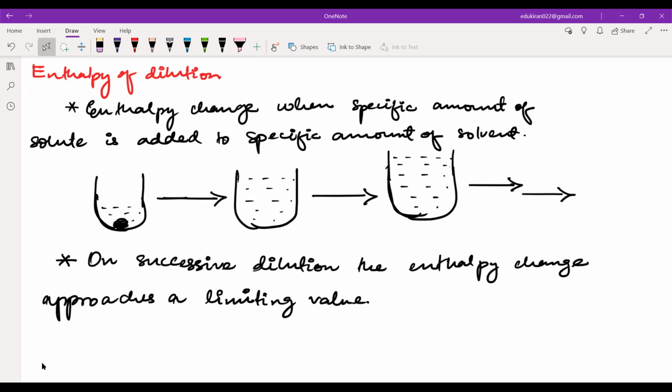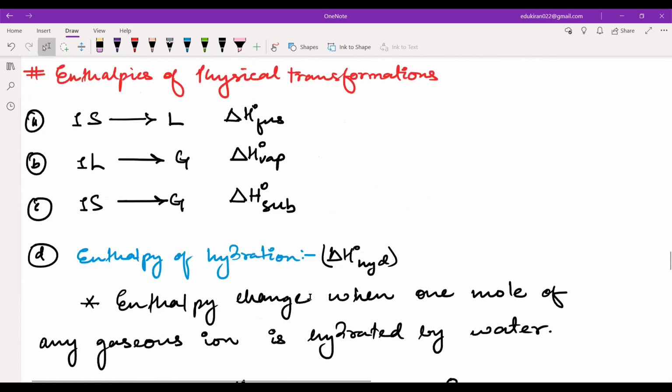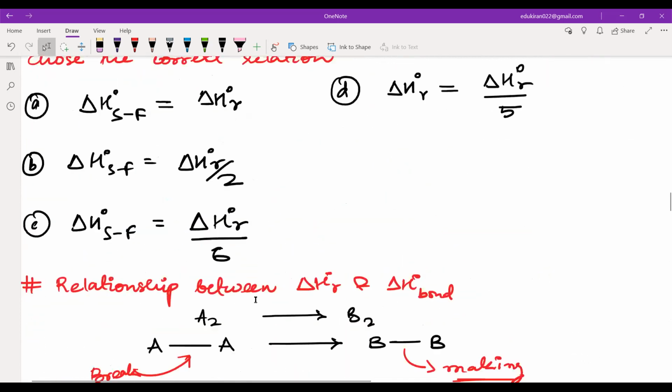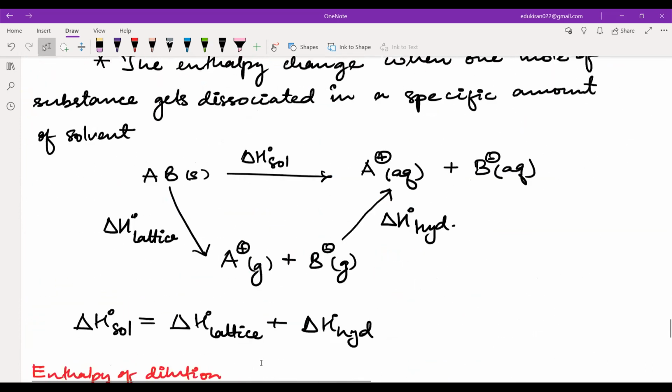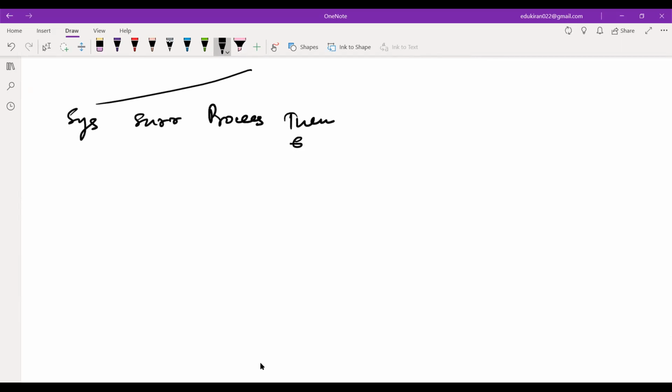So this is all about the thermochemistry part. Okay, so we have done many things on the enthalpy. So if I just want to revise everything, we started with thermodynamics. We started with some derivation and some definitions: system, surrounding, process, thermodynamic equilibrium, right? In process, we have many parts that we learned, right?